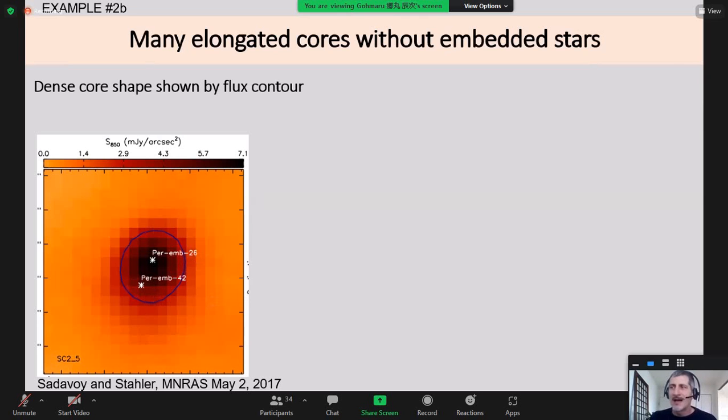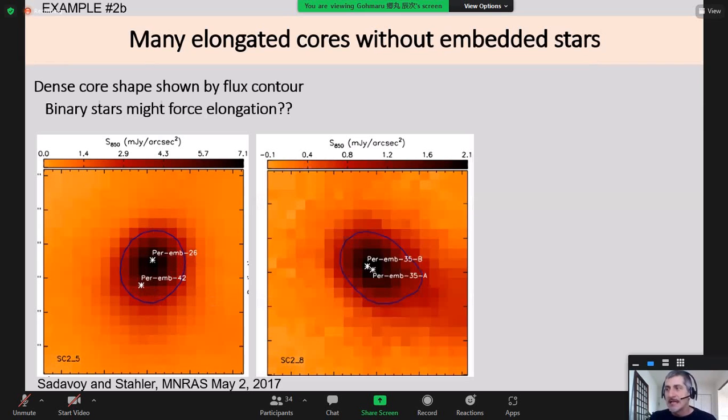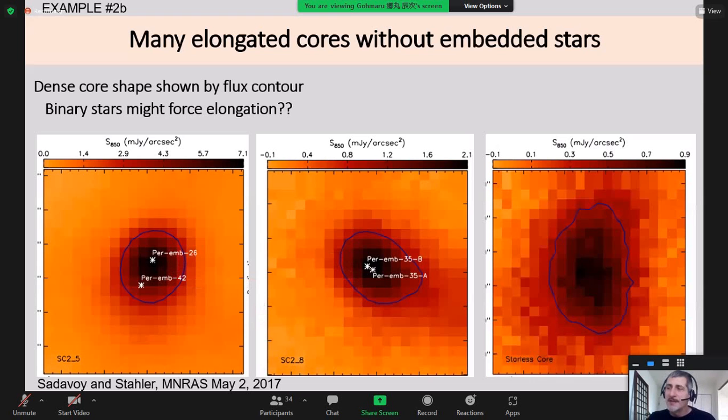We found that about half of the cores containing binary systems, like these with embedded stars shown as white spots, were elongated. We thought this might indicate that embedded binaries affect the density distribution inside the core, causing the elongation. However, we found that many cores without any stars were similarly elongated.